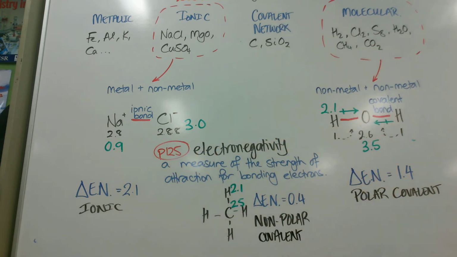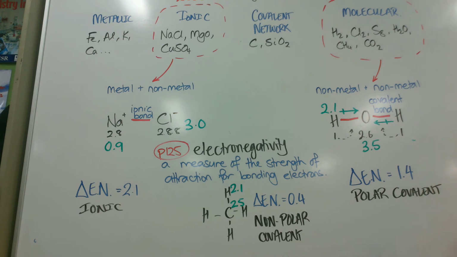So, there are some magical numbers here, and I'm going to put them in red because it makes it easier to stand out. 0.4 is the biggest difference you can have and still call it non-polar. 0.5 is that tipping point where we say, actually now we're going to call it polar. This is really close to what we call ionic.